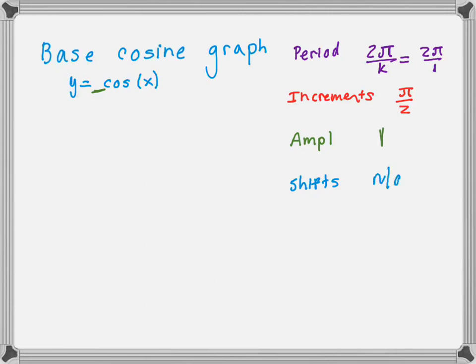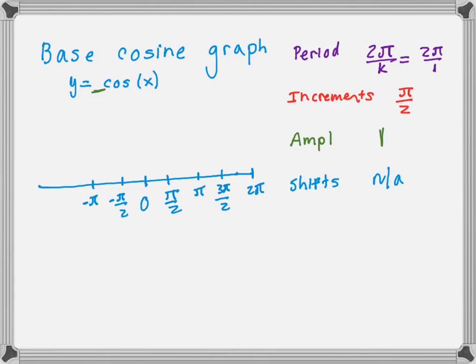And there are going to be no shifts because this is the base graph. So then when we go to graph it, we're going to start at our midpoint at our shift left or right, and since there's nothing, we're going to start at 0, and we're going to increment by pi over 2 each time. So same as the sine graph, obviously. And then we're just going to draw the x-axis right there.